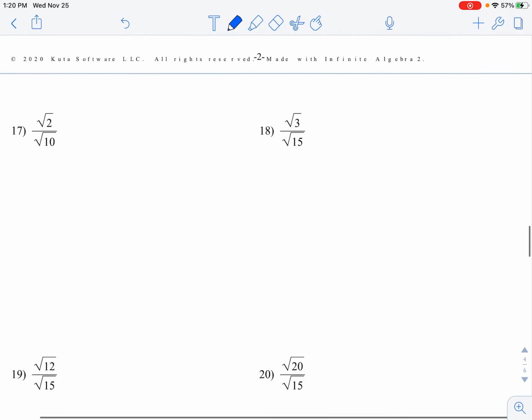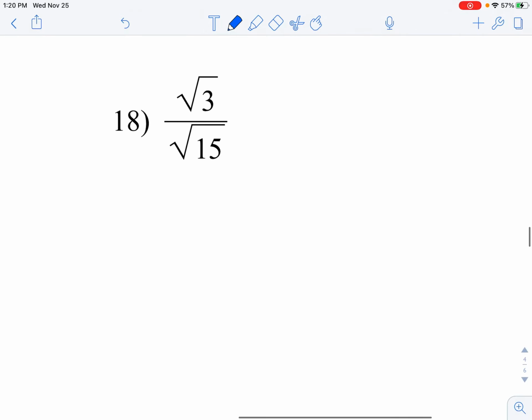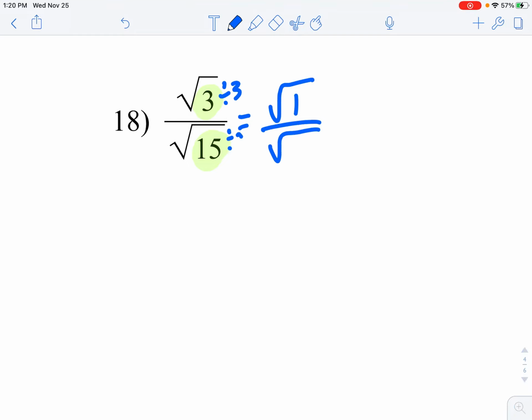A few more of these and we are done. Number 18. All right, now look. Square root of 3 over square root of 15. These are compatible. They're both radicals. That means we can reduce them before we start. 3 and 15, you divide them both by 3, you get square root of 1 over square root of 5. And what's the square root of 1? Well, that's easy. The square root of 1 is just 1.